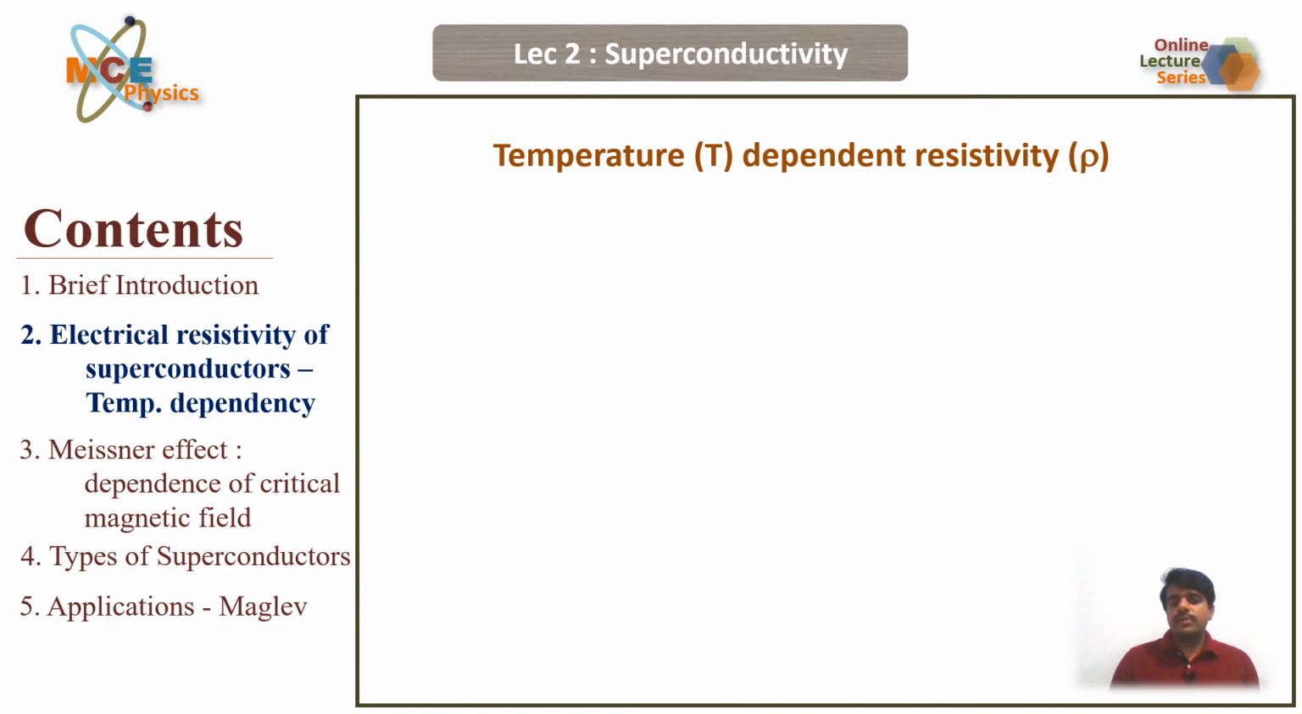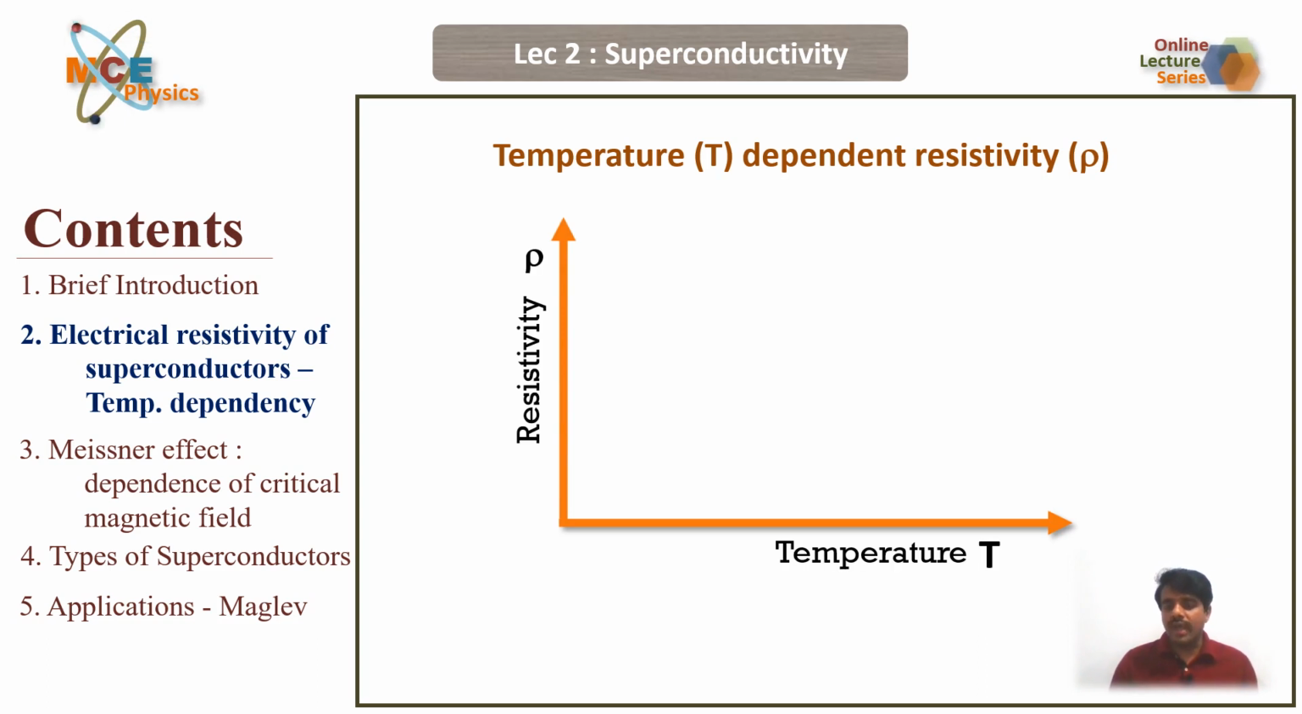Let us talk about superconductivity. The two important parameters are resistivity and temperature: how varying temperature will vary the resistivity value. For that, let us plot a graph of resistivity versus temperature. Now let us take an ordinary conductor, so that by comparing, we can understand more about the superconductors.